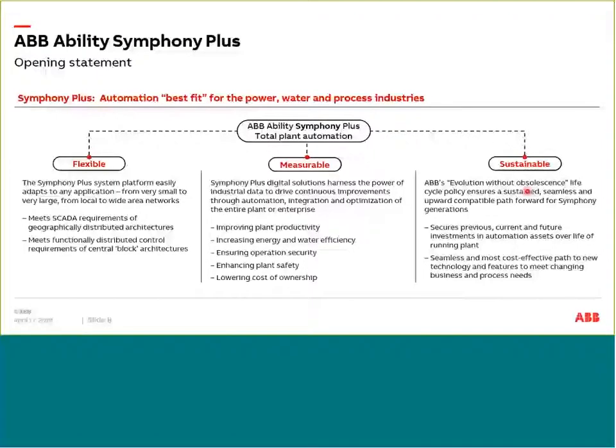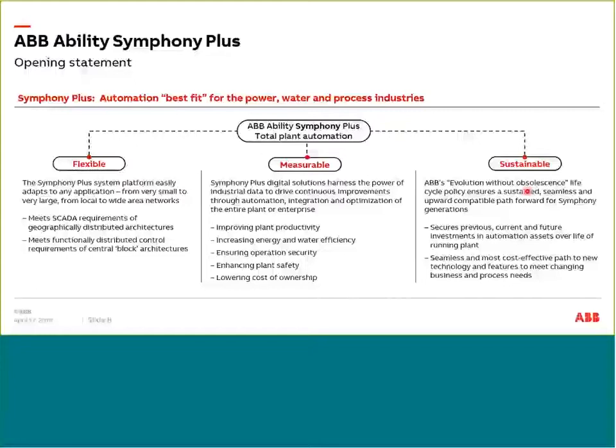Once you have Symphony Plus, or whatever system you have today of the different Symphony generations, you are built with a compatible path for the future in a very seamless way. So we secure your previous, your current, your future investments in automation assets over the entire life of your plant. So basically, have the system life match the plant life.